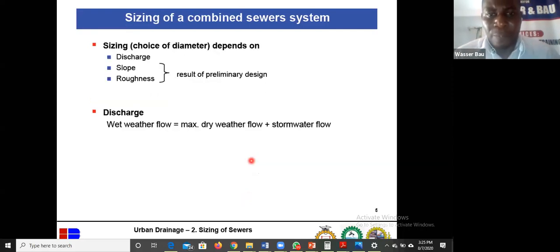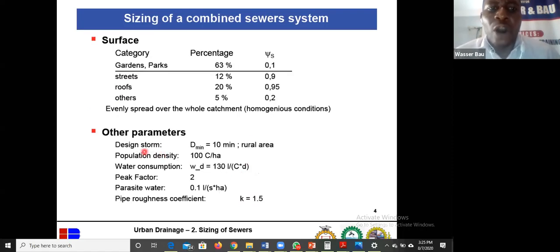So now for other parameters to design the storm, we use a storm of 10 minutes because we are looking at a rural area. And based on that rural area, we are now looking at a population density of 100 people per hectare, 100 capita per hectare. We also assume for the sewer, for the foul sewer, that the water consumption per person is about 130 liters per capita per day.